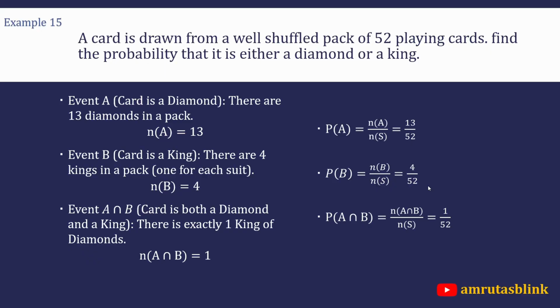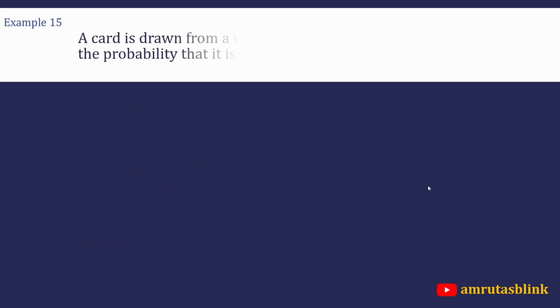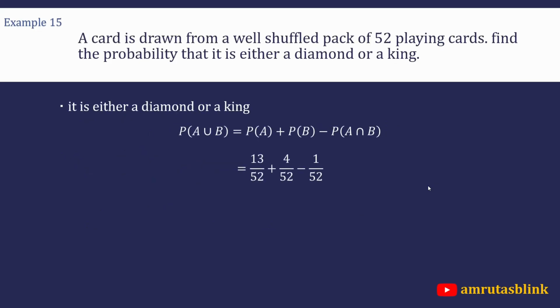Now see, when in the previous step we had calculated probability of A, B and A intersection B, the answers were 13 by 52, 4 by 52 and 1 by 52. Although we can here simplify 13 by 52 as 1 by 4 or 4 by 52 as 1 by 13, I had specifically not simplified them into the best fraction, so that it will help us for easy calculation. So 13 by 52 plus 4 by 52 minus 1 by 52. The denominator is already 52. That's why our calculation is easy. We don't need to take LCM.